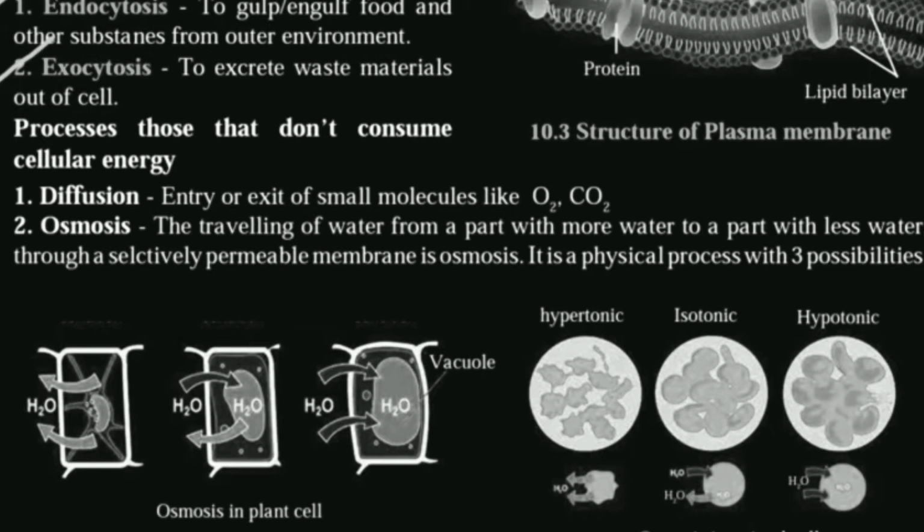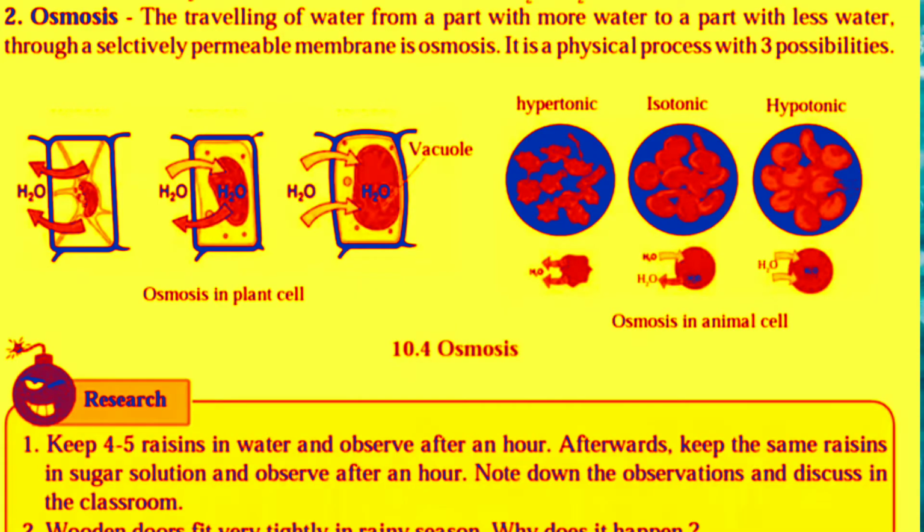So you can see the diagram: osmosis in plant cell and osmosis in animal cell. Students, observe the diagrams: osmosis in plant cell and osmosis in animal cell. There are 3 possibilities based in animal cell, that is hypertonic, isotonic and hypotonic.